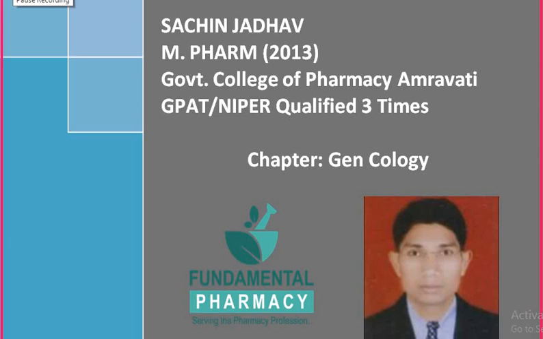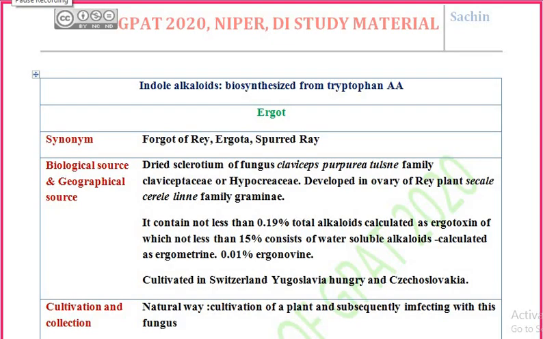Today we are going to discuss alkaloids, that is ergot alkaloids, which are important for GPAT, NIPER, drug inspector and pharmacist. Indole alkaloids are biosynthesized from the amino acid tryptophan. So ergot, what are the synonyms? Synonyms of ergot are ergot rye, ergota or spurred rye.